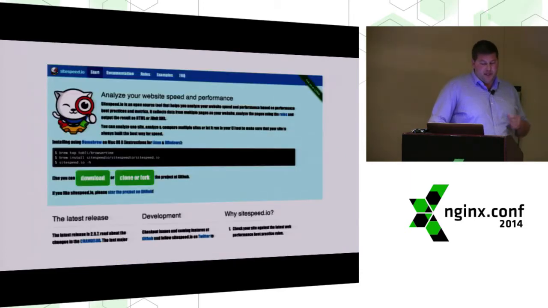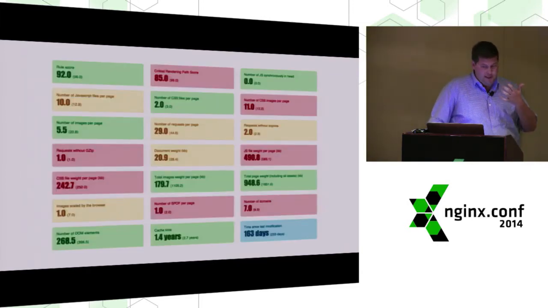Sitespeed.io actually builds on a lot of these different tools, but the idea here is it's relatively easy to install. Brew install sitespeed.io, and then you get the sitespeed.io command. And it's relatively easy. You just run sitespeed.io, missing a slide sadly, and then the domain name, and you can get a report that looks like this.